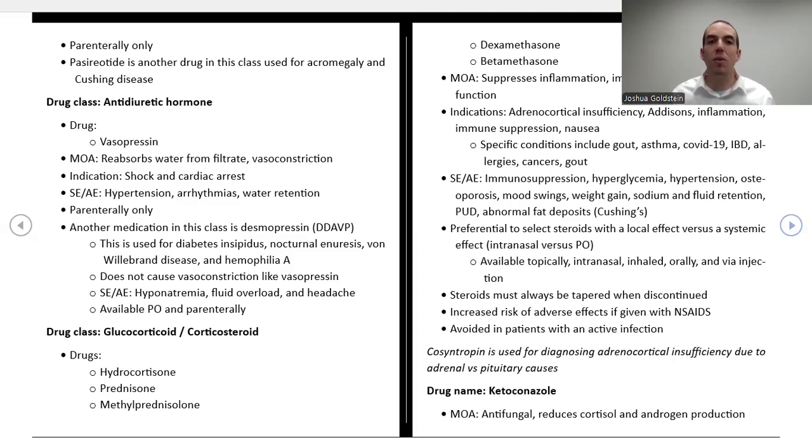And because of how powerful it is with vasoconstriction, it can cause hypertension, it can cause arrhythmias, and obviously because it does hold on to fluid, it can cause fluid retention. This is an IV only or IV/IM only medication.